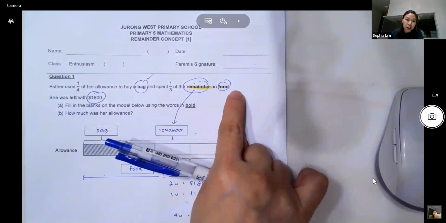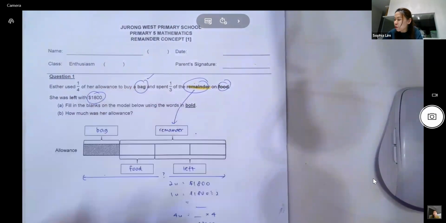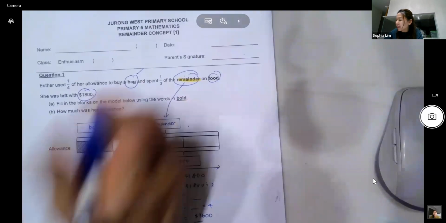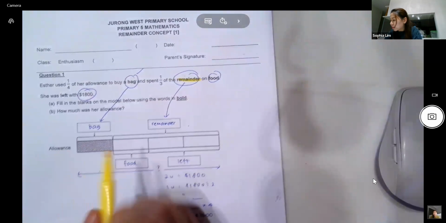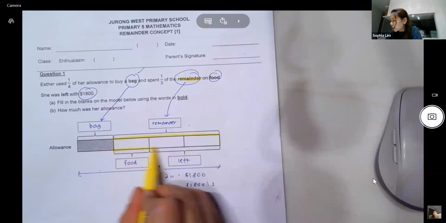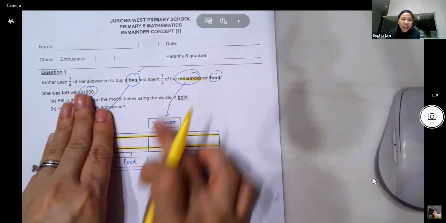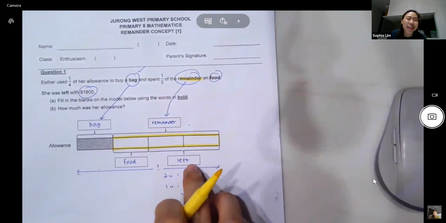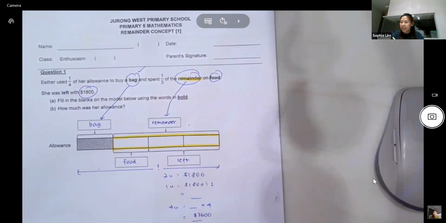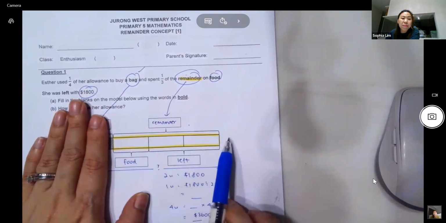Take note, words in bold means the words bag, remainder. In class, we already know 1/4 of her allowance to buy a bag, meaning my total has 4 units, but I take 1 unit to buy a bag. That's why I write bag under here. And the rest of this portion here is the remainder. Then out of the remainder, 1/3 spent on food and the rest is left. Do not write $1,800 here. You can see that just nice, the remainder, you have 3 units and they want 1/3 of the remainder.